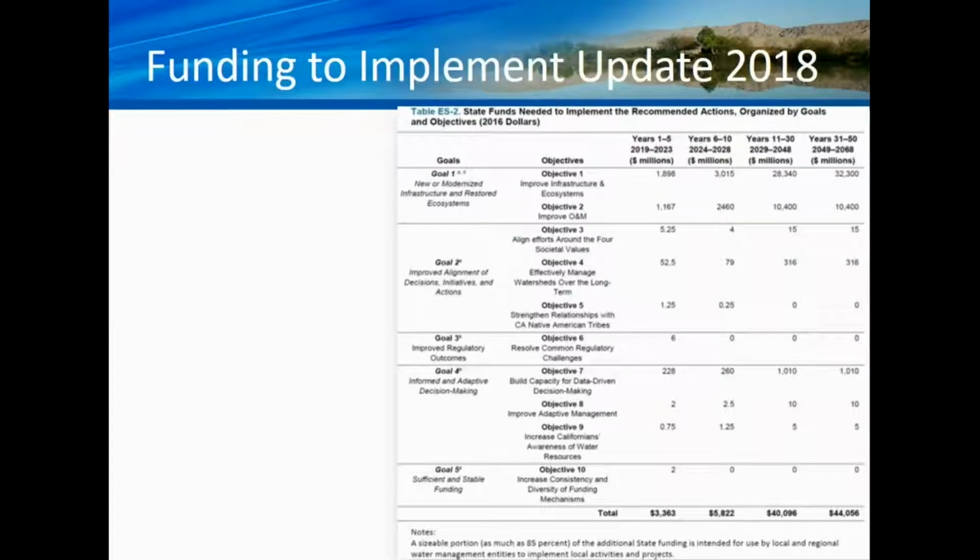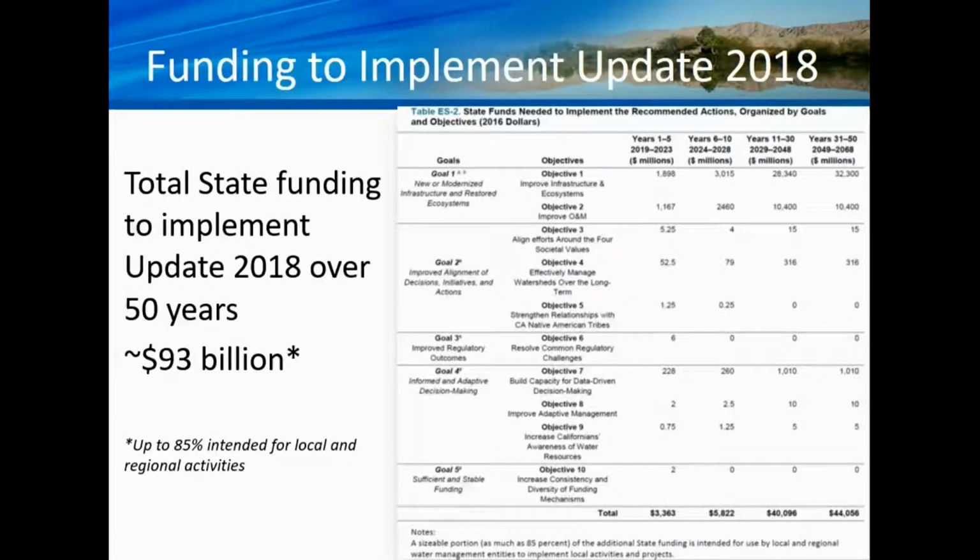So you noted those goals and objectives we had, and then we started estimating what the cost is to implement those. So the state funding investment that we're seeing is about $93 billion over 50 years. So it's a small percentage of the total. And then even of that, 85 is intended for local and regional activities. So we're passing that through to incentivize actions at local and regional scales.